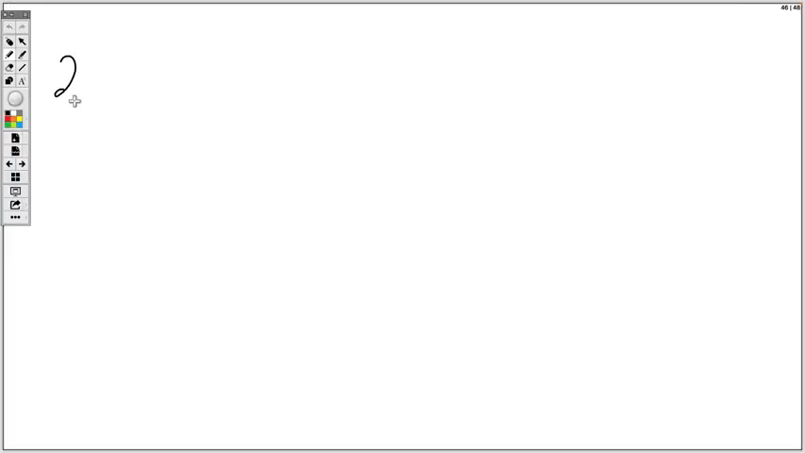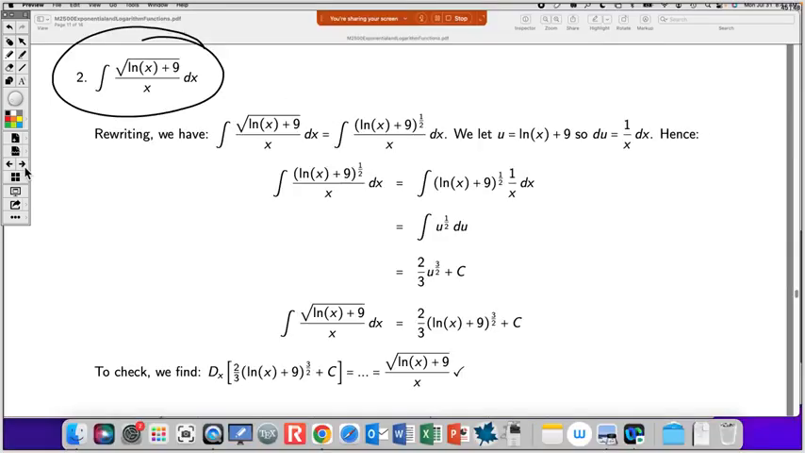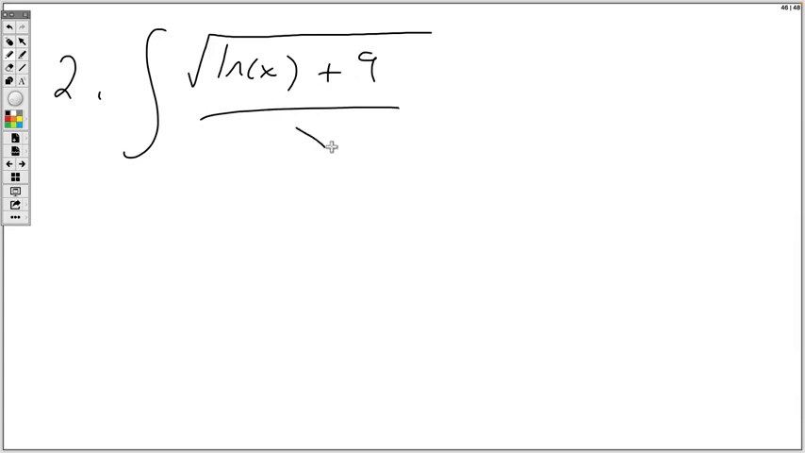All right, number 2. We're asked to integrate the square root of natural log of x plus 9 over x dx. Once again, this looks like nothing that we have on the basic integration formula sheet. I mean, there's a log in there for one. We've got nothing that tells us how to integrate logs. We do have a square root. We do have some special formulas that involve the square root, but in those special formulas, the square roots are where? In the denominator. All right, this square root is in the numerator.